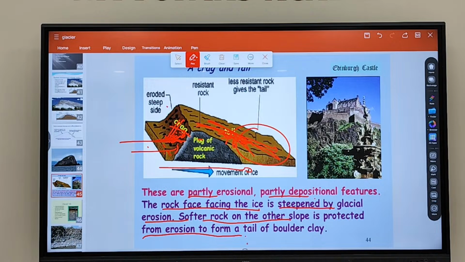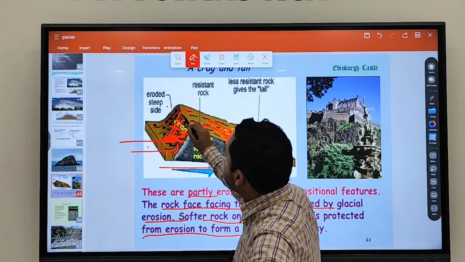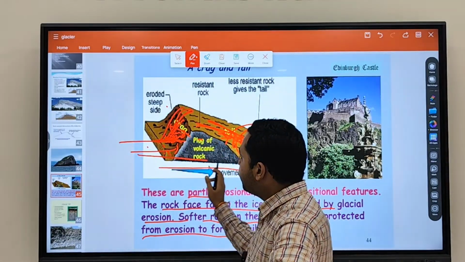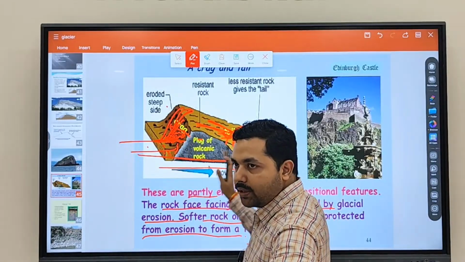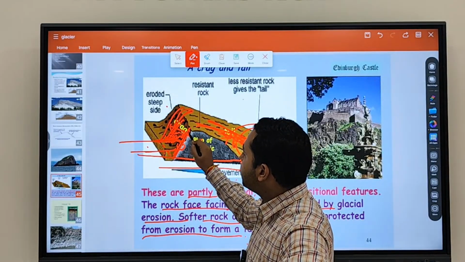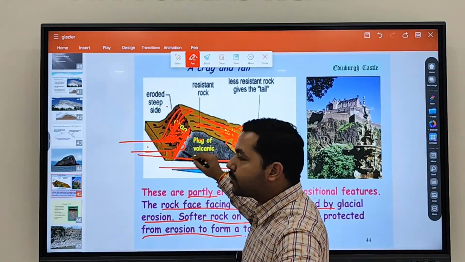It can form a hanging valley. No, a hanging valley will form when the glacier moves like this. When the glacier moves from the top, here the glacier is moving from where to where? In a horizontal manner. So when it is moving horizontally, it is encountering this part. So the glacier is eroding this part, but the softer part it is not eroding.